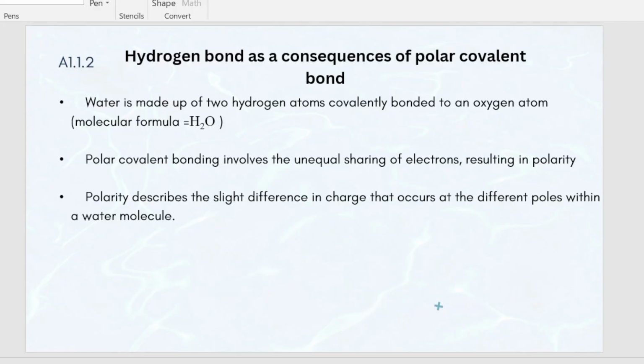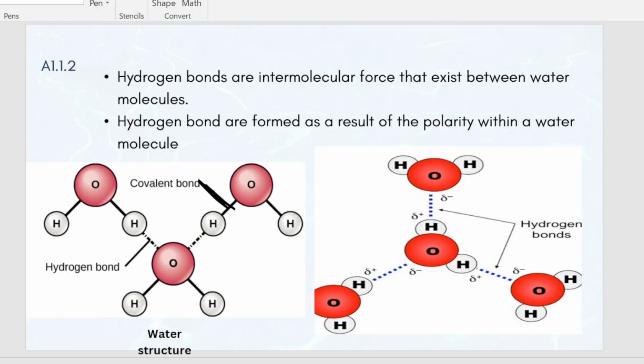Alright, so we go to the next section, which is still talking about hydrogen bond. So hydrogen bonds are intermolecular forces that exist between water molecules, like I explained in the previous slide, and hydrogen bonds are formed as a result of polarity. I also explained polar covalent bond. So I've actually explained that.